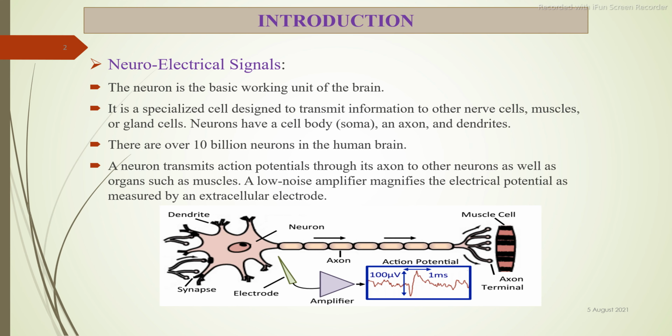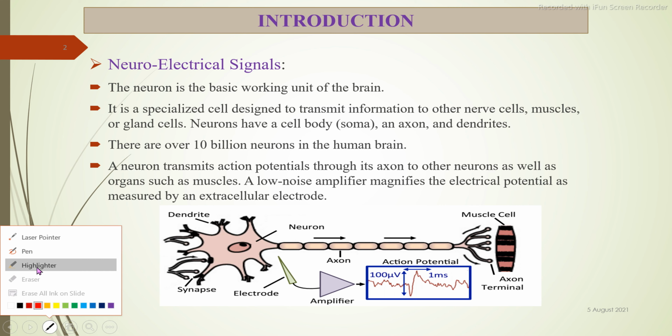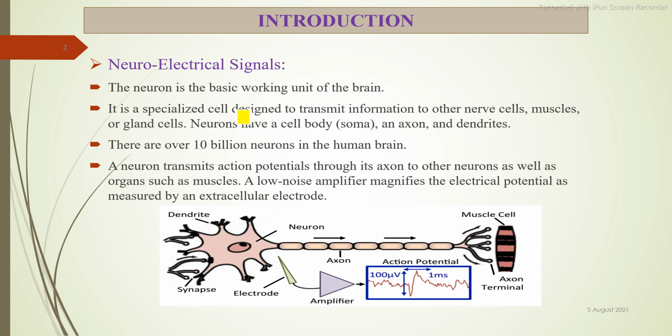Introduction. First of all, the EEG signal is a neuroelectrical signal. Why do we call it a neuroelectrical signal? Because all the neurons or neural signals are electrical signals. So it's a neuroelectrical signal, and the neuron is the basic working unit of the brain. A neuron is a specialized cell designed to transmit information to other cells, glands, or muscles. So it is mainly used to transmit information from one part of the neuron to another part of the neuron, or from one part of the brain to another part of the brain.